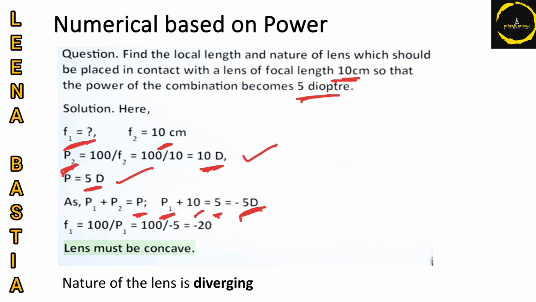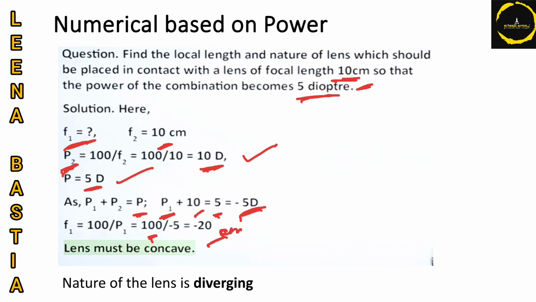Now for this particular lens, what is the focal length? F1 equals 100 by P1, because it is in centimeter. That is the reason this particular formula, 100 by P1, has been written. 100 by minus 5 becomes minus 20. This 20 will come in terms of centimeter, because in the question one of the lenses has been given as 10 centimeters. So we directly get this value in terms of centimeter.